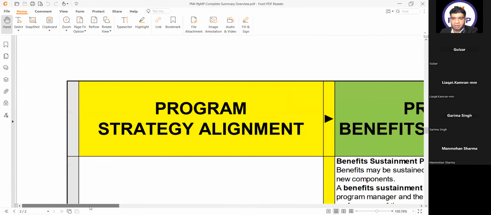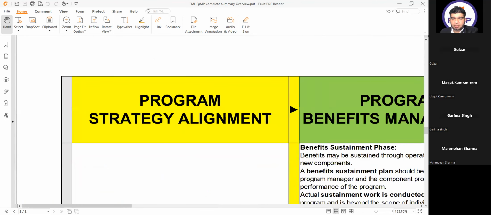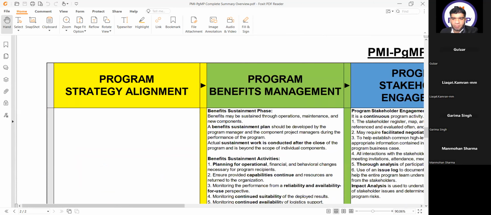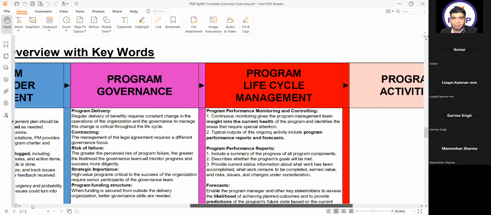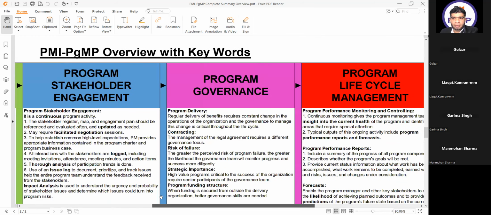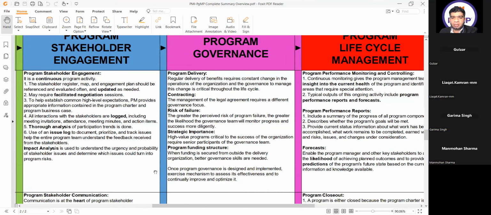Any question on this? Yes, one question, please. This program management core team, can it be the steering committee or governance board? No, the core team is a separate entity. It can include your team members, whoever is working with you. But don't consider the program team as your steering committee or any other stakeholder.